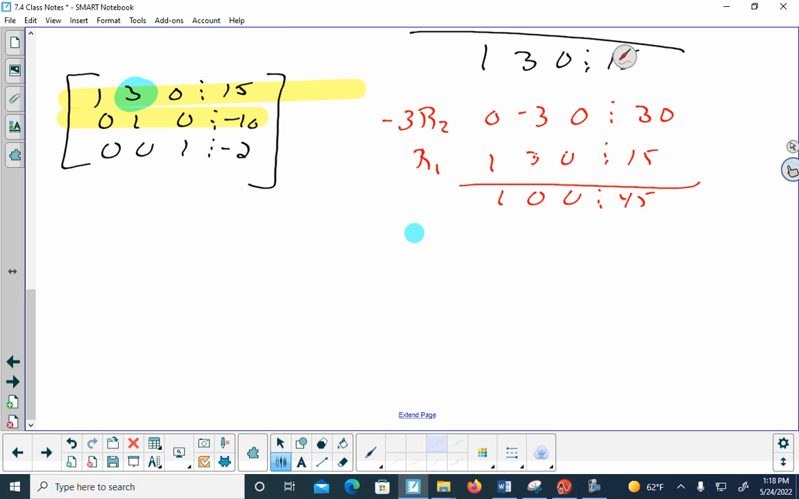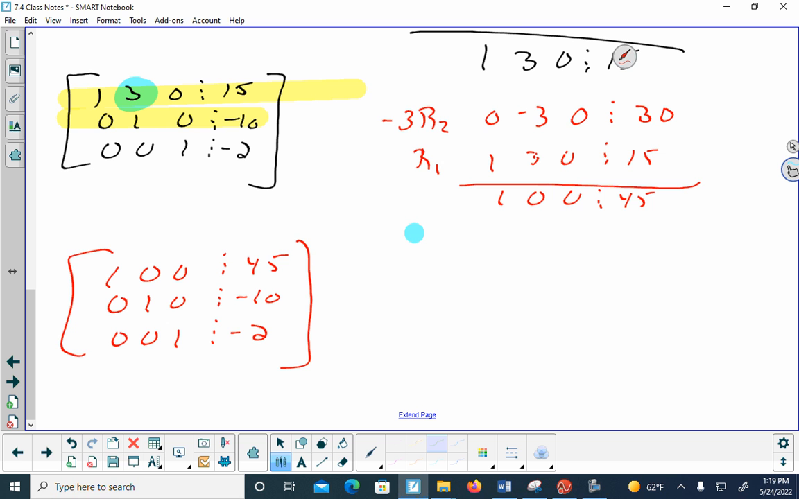So now I have 1, 0, 0, 45, 0, 1, 0, negative 10, 0, 0, 1, negative 2. So those answers, 45, negative 10, negative 2, are my answers, my x, my y, and my z. Because this can be written as x equals 45, y equals negative 10, and z equals negative 2.